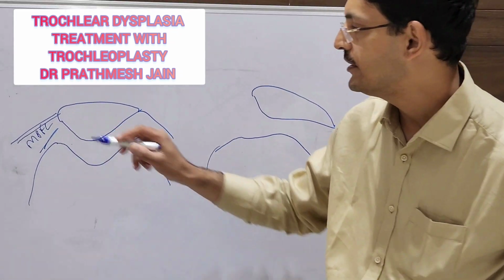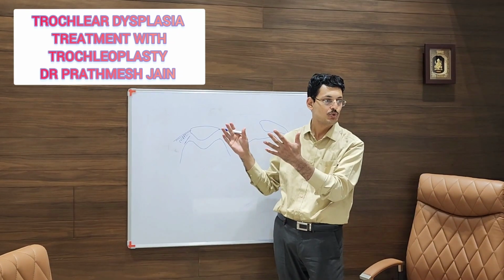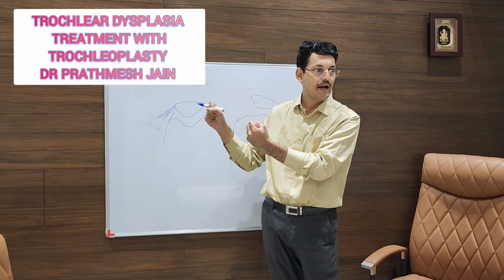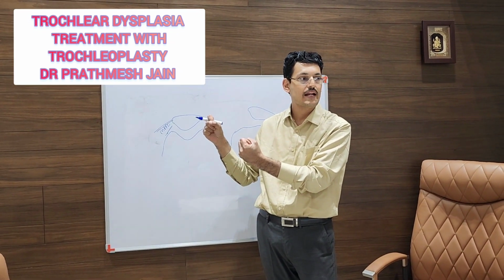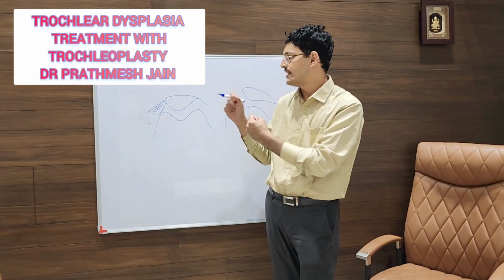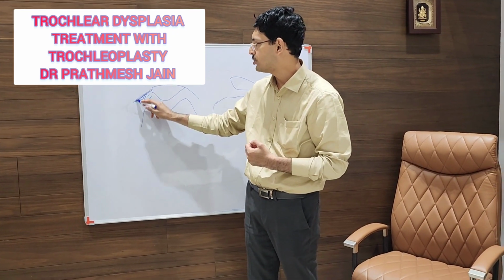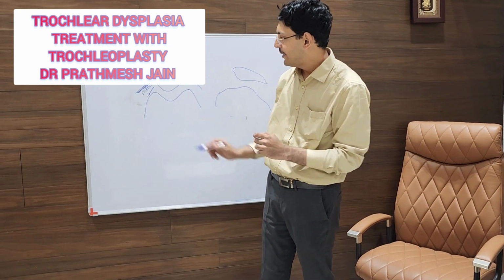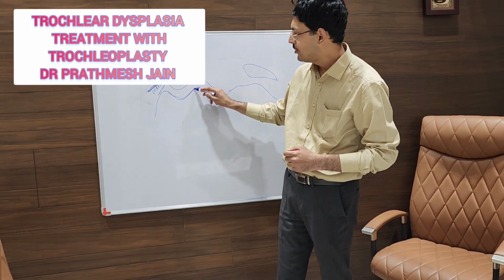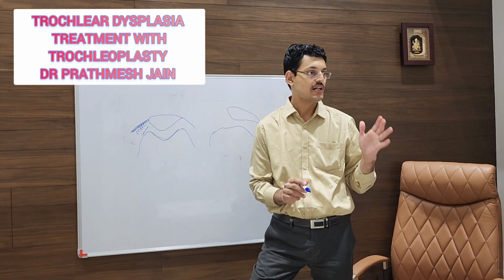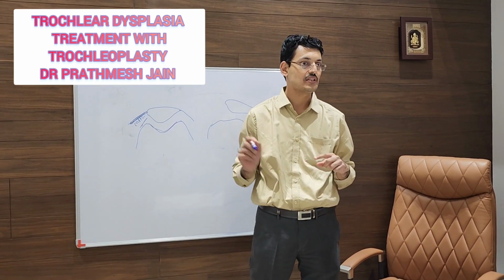MPFL is basically the thickening of the medial capsule which keeps the patella bound on the medial side and does not let it go to the lateral side. So this is a dynamic effect of the MPFL. But this trochlear groove provides the static stability in full extension. So this is very important.